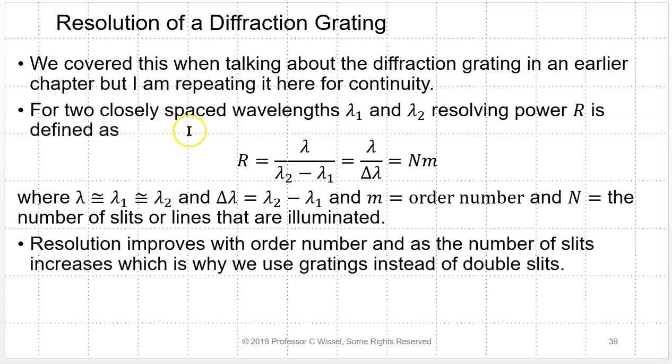We actually covered this before. I'm not going to go into real detail here. This is the resolution of a diffraction grating. The resolution is lambda over delta lambda, or N times m, where delta lambda is the difference between two closely spaced wavelengths. m is the order number, and N is the number of slits or lines that are illuminated. Notice that you want the large order number. You want the large number of slits. This is why we use gratings instead of double slits. We want N to be as big as possible, and we want m to be as big as possible.